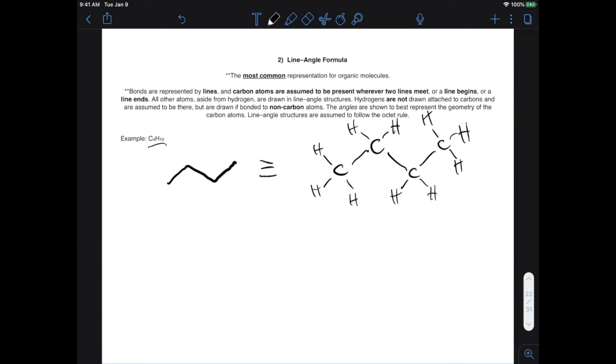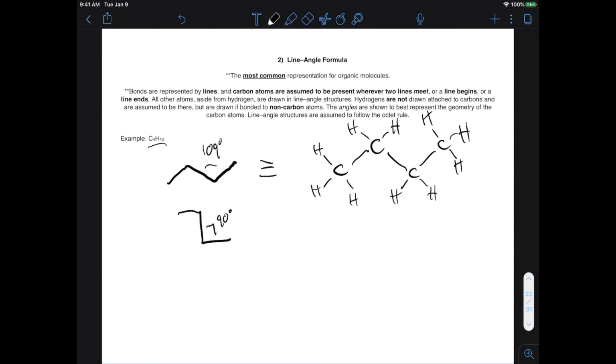And what's also neat about this is that the angle between each carbon is 109.5 degrees, right? So the incorrect way to draw this structure is like this. You wouldn't draw it like this, because the angles here are 90 degrees, right? So you want these to be a bit more open.